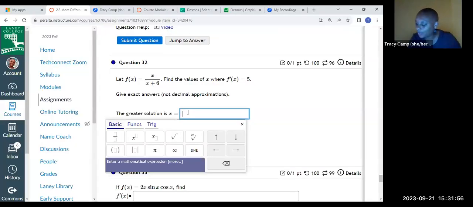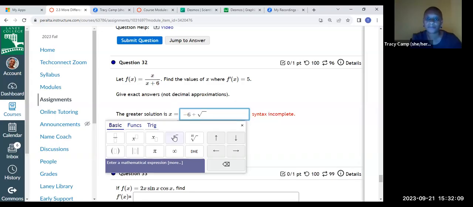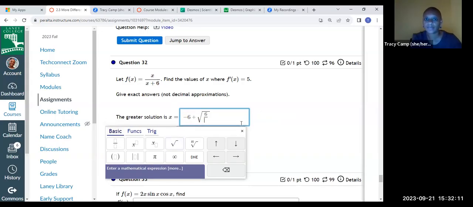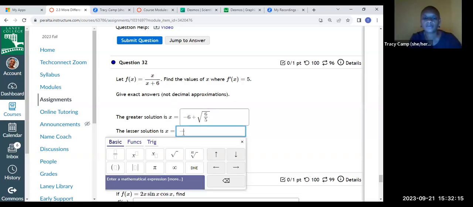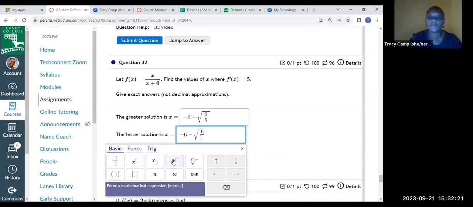The greater solution is the one where I add: -6 plus root 6 over 5. That's going to give me the bigger number, right? And then the lesser solution is when I'm subtracting: -6 minus the square root of 6 over 5.